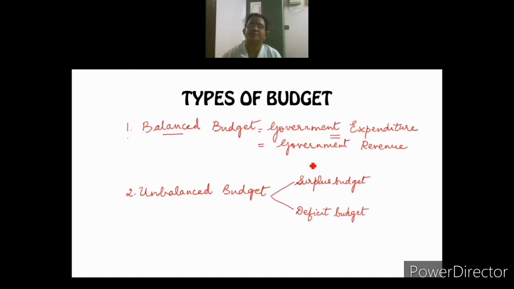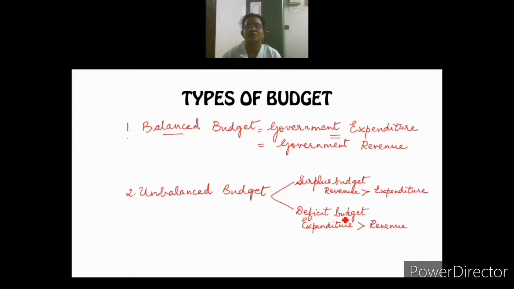So surplus budget, it means there is excess. So the revenue is greater than the expenditure of the government. So when the revenue is more than the expenditure of the government, we call it as surplus budget. Whereas when the expenditure exceeds the revenue of the government, then we call it as deficit budget.